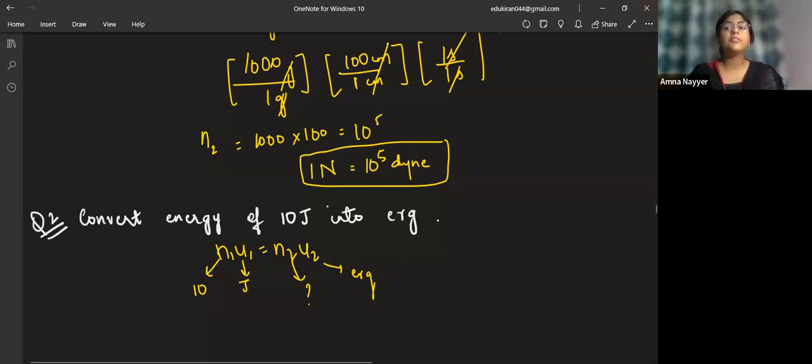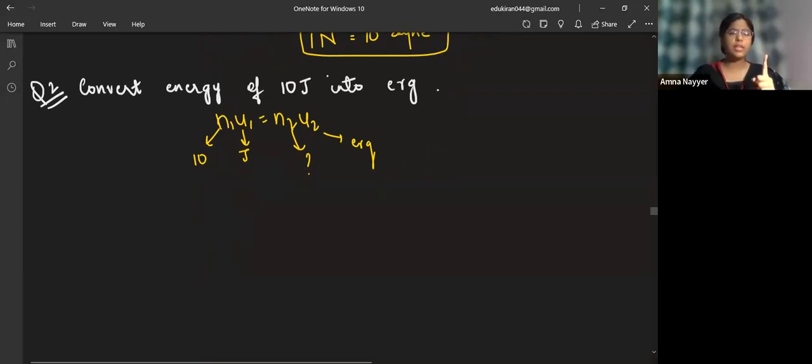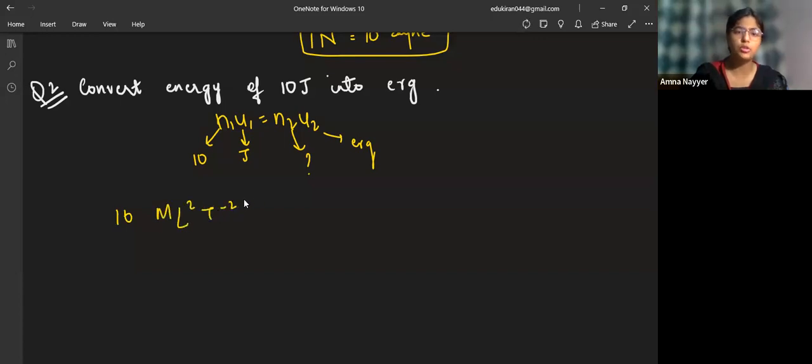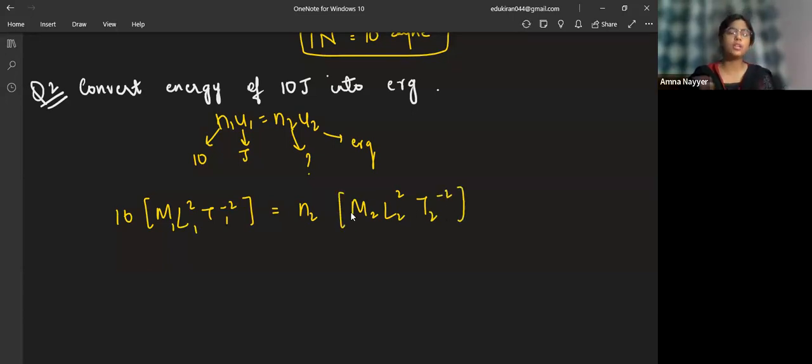Now again, energy, work done, I have told you to remember one single dimensional formula for it, and that will only be used. Energy is the SI unit of work done. All those, kinetic energy, potential energy, everything that has the unit joules. So for work done also, we do the same thing. N1 is 10, U1: the dimensional formula for energy becomes M L to the power 2 T to the power minus 2. So I'll put 1 for the SI unit part. N2 is unknown, M2 L2 to the power 2 T2 to the power minus 2. This becomes the unit for the CGS part.